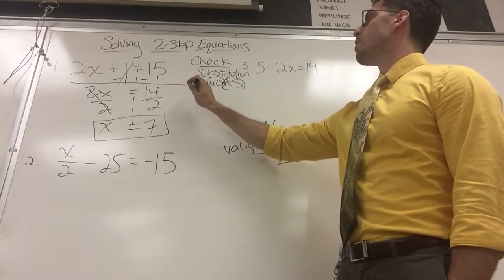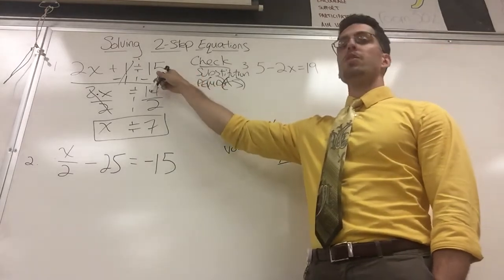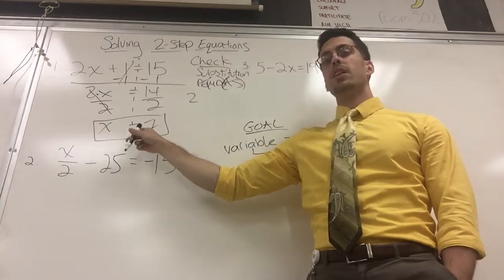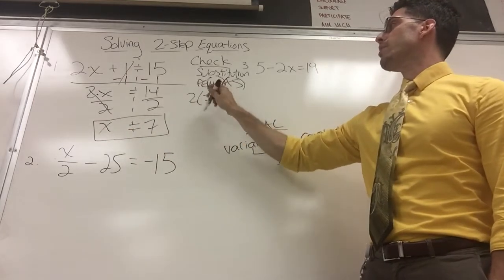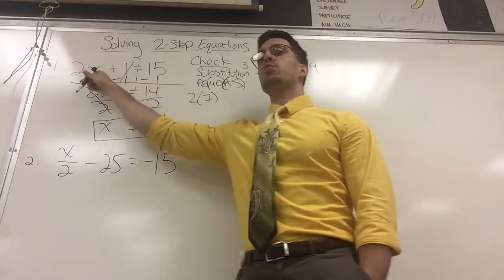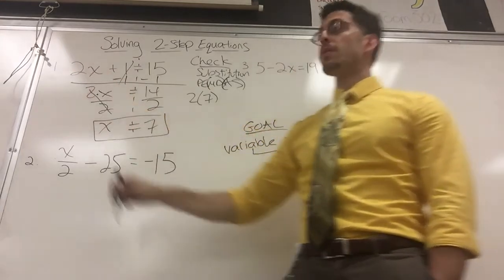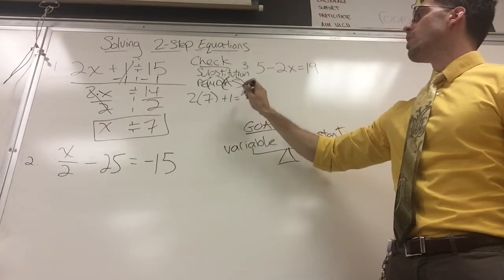All right. So 2x plus 1 equals 15. That was my original question. But now I figured out that x is 7. So let me just plug in a 7 or substitute a 7 where the x used to be. So instead of 2x, I got 2 times 7. 2 times 7 plus 1 equals 15.